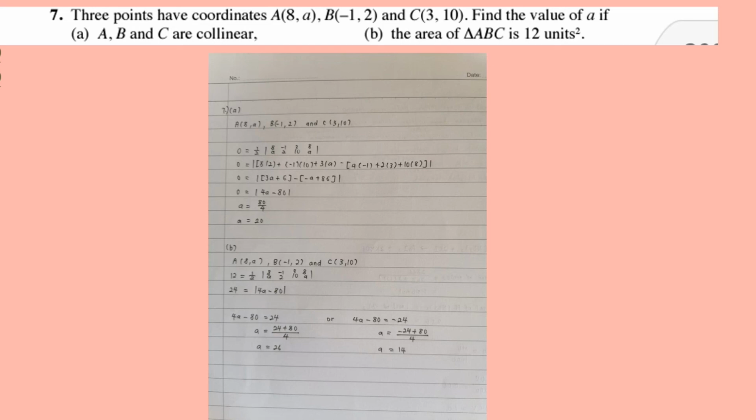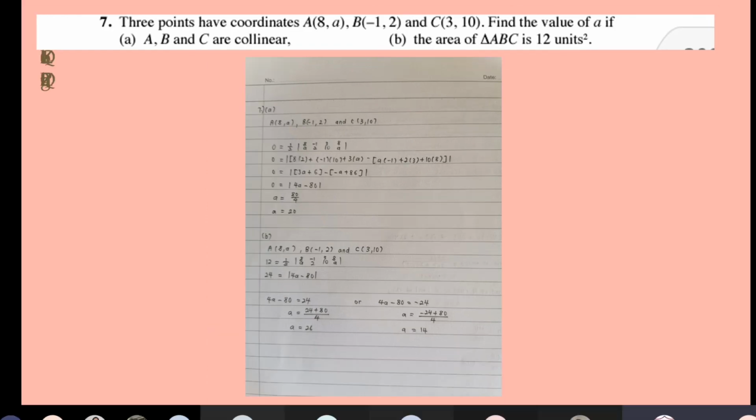Okay, that is how you solve the modulus. B? Okay, for B, the area of ABC is 12 units square. So 12 equals to 1 over 2 modulus of 8, a, negative 1, 2, 3, 10, 8, a. 24 equals to modulus 4a minus 80. 4a minus 80 equals to 24. A equals to 24 plus 80 over 4. A equals to 26, or 4a minus 80 equals to negative 24. A equals to negative 24 plus 80 over 4.